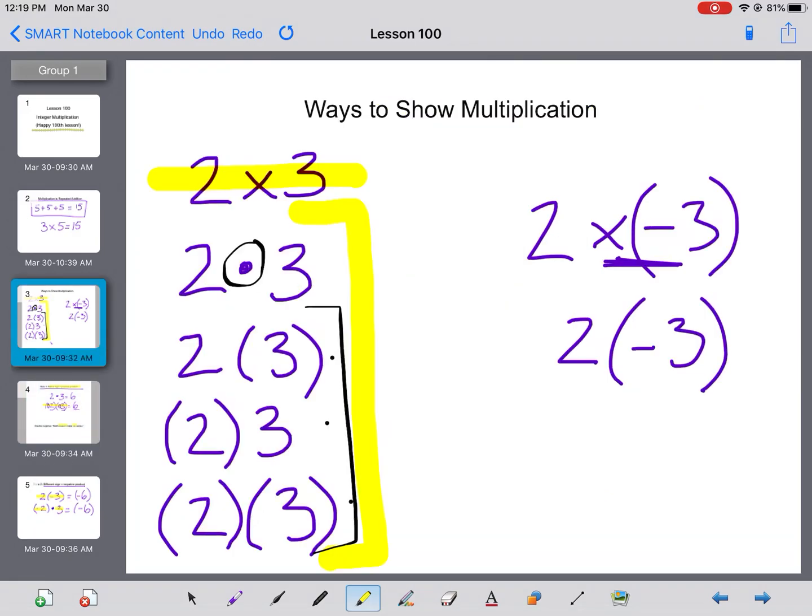I would maybe suggest, going back over here, writing out these different ways to show multiplication, or even just ones like this to help you remind yourself that multiplication can be shown in different ways. It doesn't necessarily have to be an X in between the two numbers that you are multiplying.